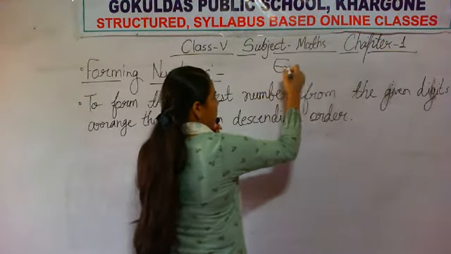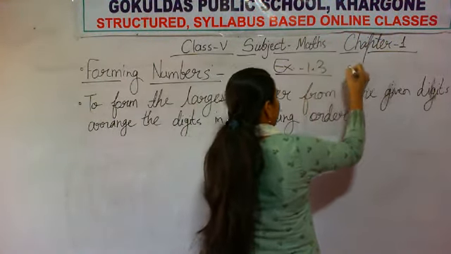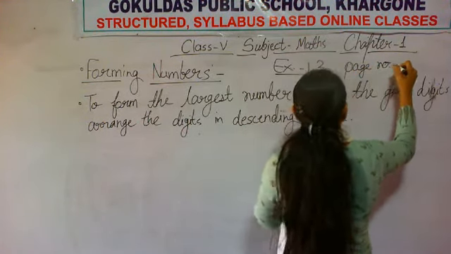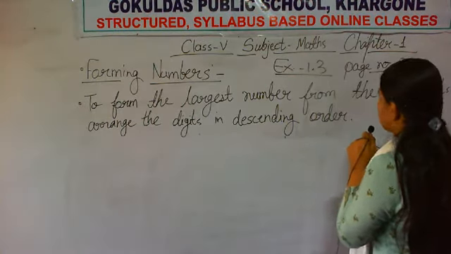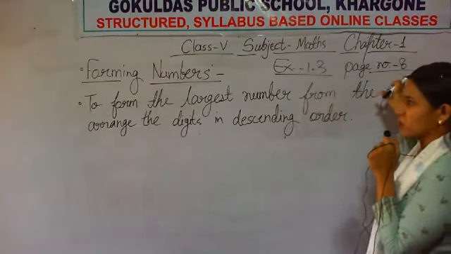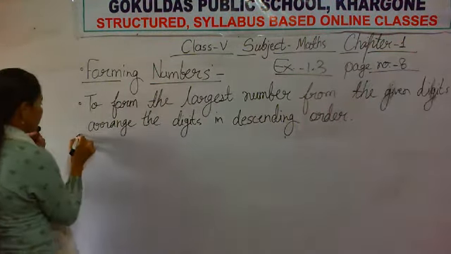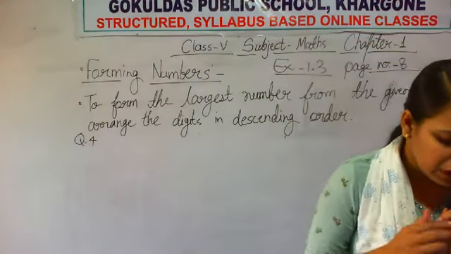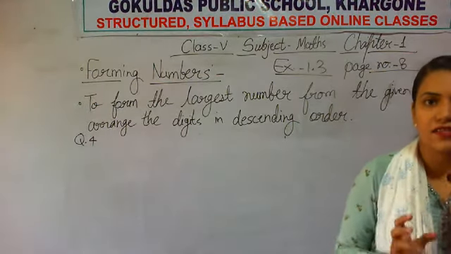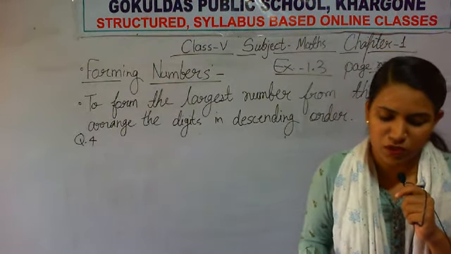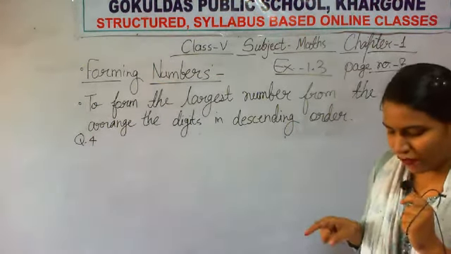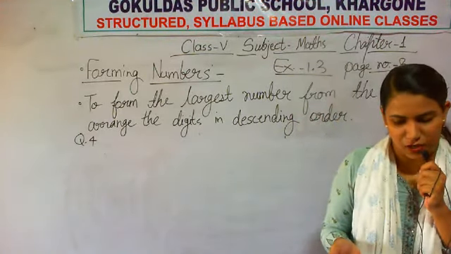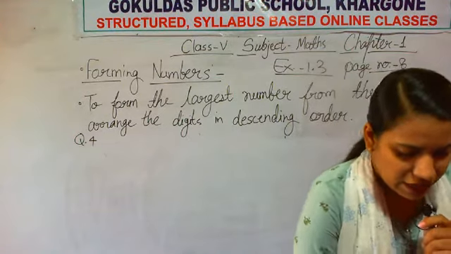Open exercise 1.3, page number 8, question number 4. In question number 4, it is given that form the largest 7 or 8 digit numbers using the following digits. You have to write the largest number. You have to form the largest number here. Okay. So digits are given.